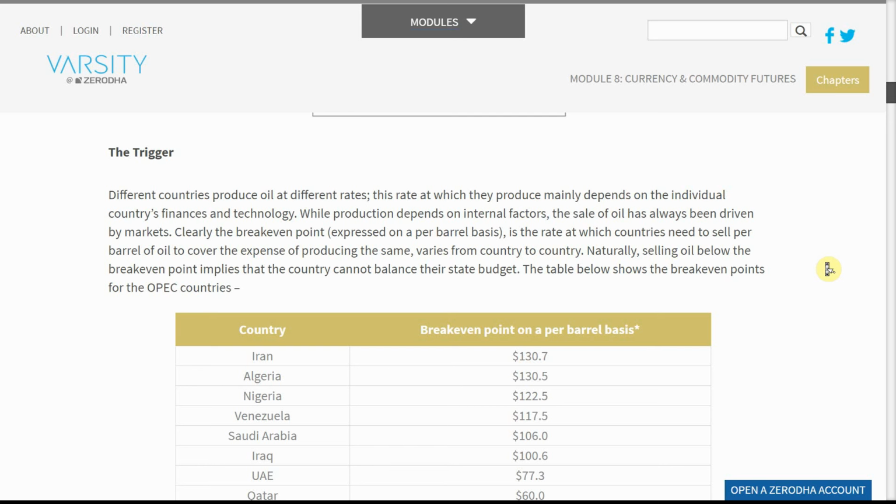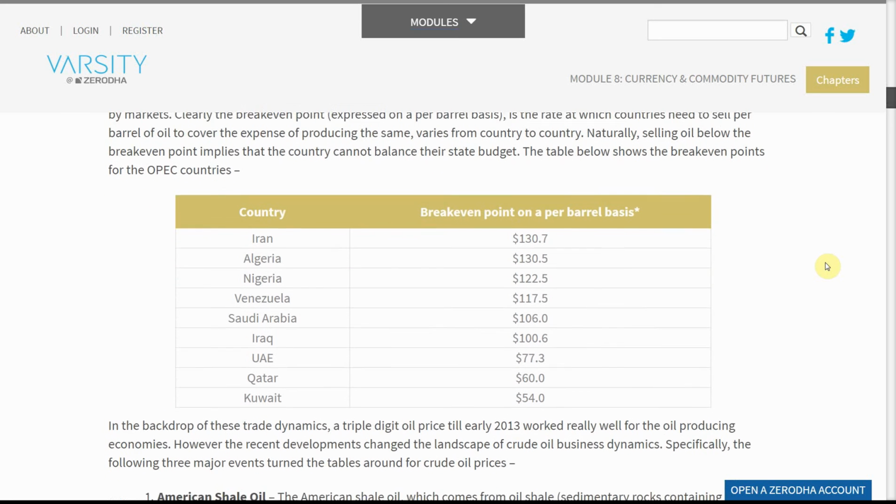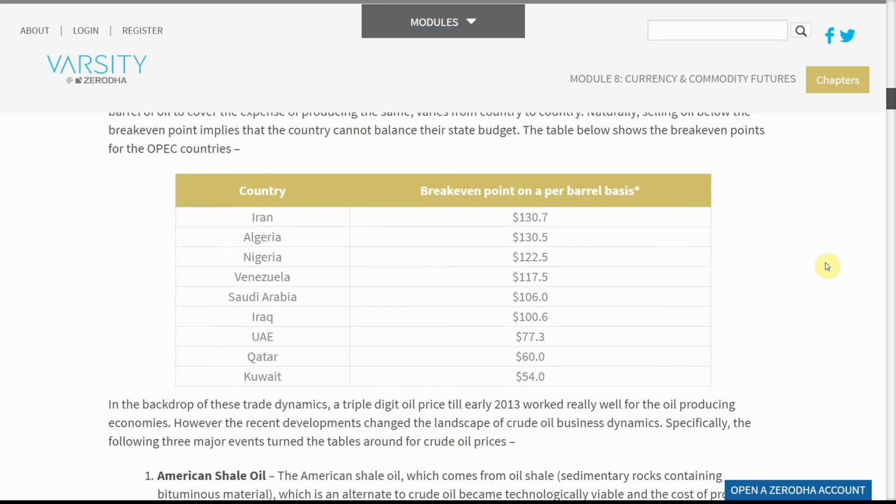Clearly, the break-even point, expressed on a per-barrel basis, is the rate at which countries need to sell per barrel of oil to cover the expense of producing the same. It varies from country to country. Naturally, selling oil below the break-even point implies that the country cannot balance their state budget. The table below shows the break-even points for the OPEC countries. Country, break-even point on a per-barrel basis.